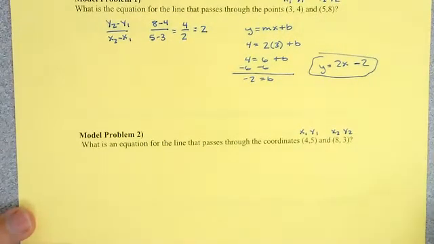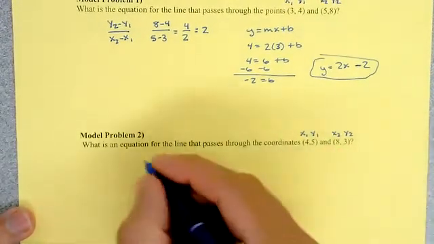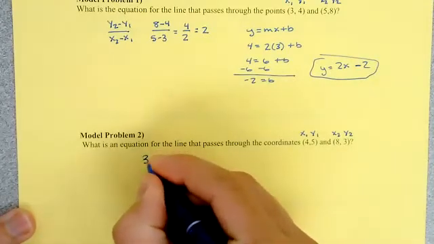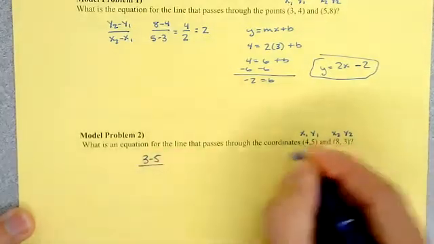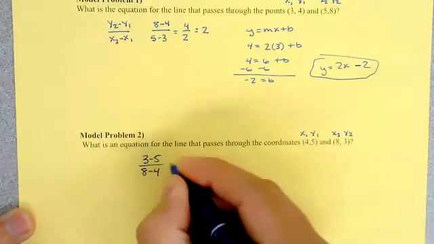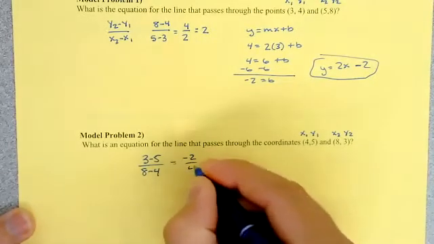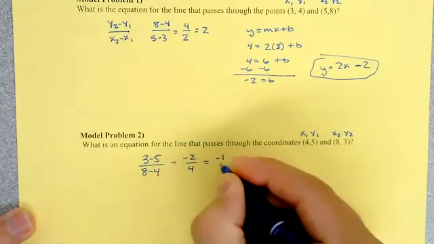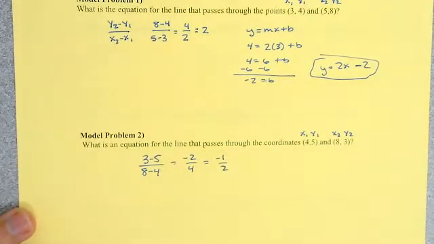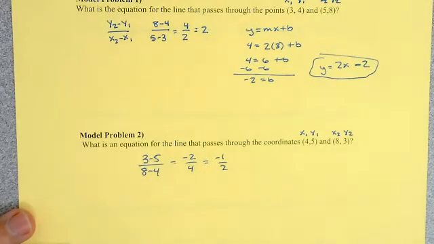Okay, same thing for the second one. y2 minus y1, so we get 3 minus 5, and we get 8 minus 4, so I get -2 over 4. So I should have gotten a slope of -1/2.